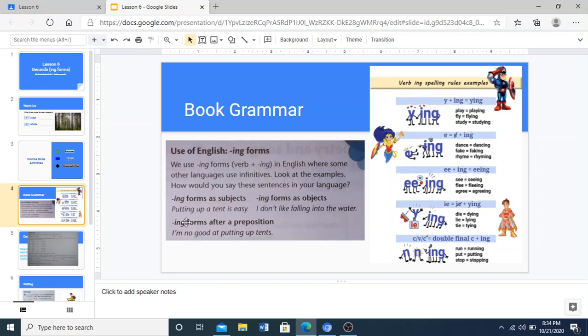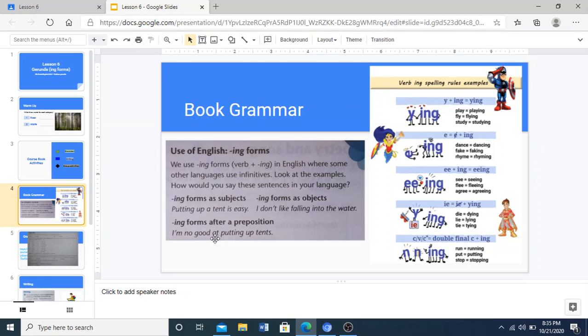Okay, again, putting up a tent is easy. The word putting is a gerund. It serves as a subject. Here, I don't like falling into the water. Falling here is a gerund. It acts as an object. And here it comes after a preposition. The preposition here is the word at. At. This is a preposition of place.